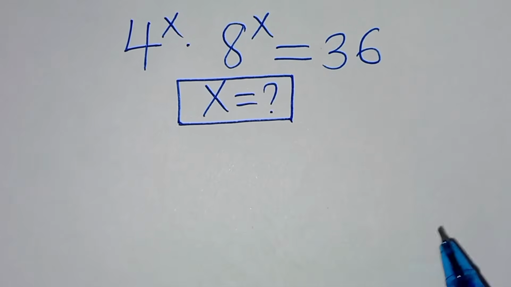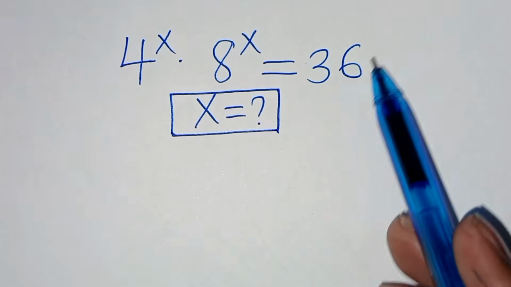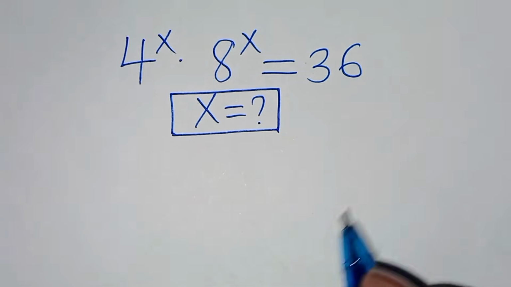You are welcome to solve this nice exponential equation, which is 4 to the power x times 8 to the power x. This is equal to 36. What is the value of x?